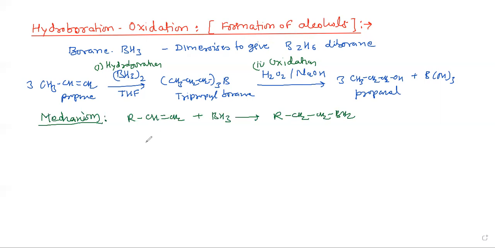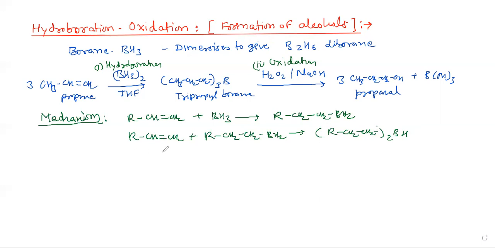Again, this alkyl borane formed in the first step reacts with another molecule of alkene, so that here we will get (RCH2CH2)2BH. That is called the dialkyl borane. Dialkyl borane is obtained in this reaction.